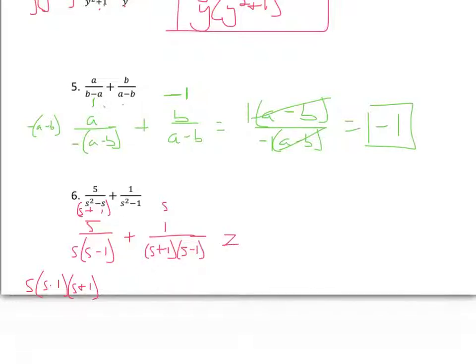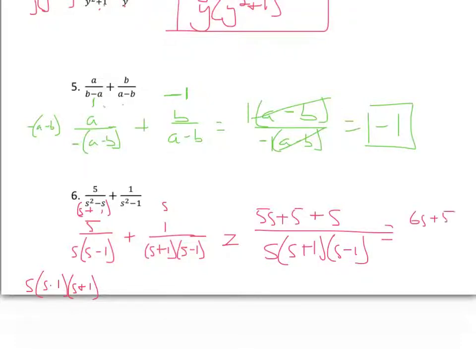Okay, so on the bottom we're going to have s times s plus 1, s minus 1. And on top, we're going to have 5s plus 5, when you distribute that 5, plus s. Okay, so rewrite this as 6s plus 5 over s times s plus 1 times s minus 1. And if we could factor that, we would, to cancel out whatever we could, but unfortunately we can't, so that's the final answer. Okay, I know that's tough.